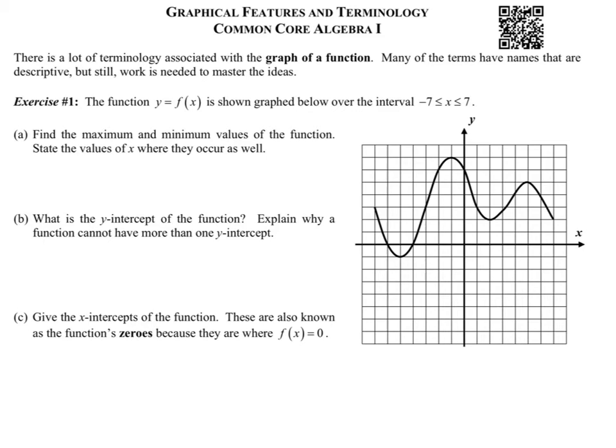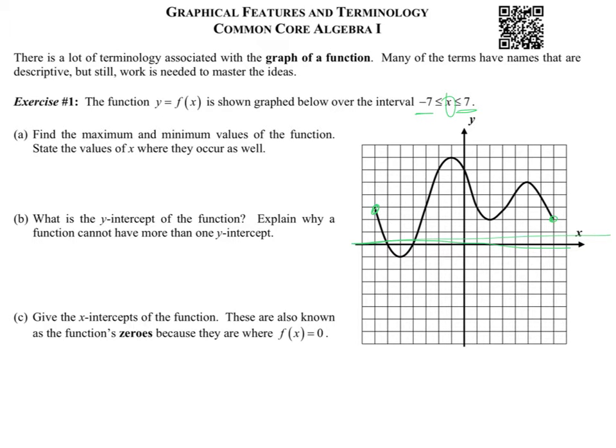There's a lot of terminology associated with the graph of a function. Many of the terms have names that are descriptive, but still work is needed to master the ideas. So first we're going to look at this function. It's on an interval. Remember, interval means that it's in between 2 points. We're looking at the x's, so that's going to be your horizontal line. And you notice that it starts at -7 on the left-hand side and stops at +7 on the right-hand side, and those are consistent with the numbers in the interval.